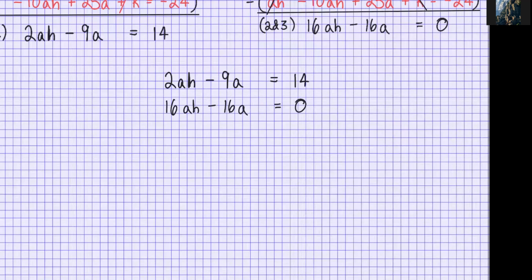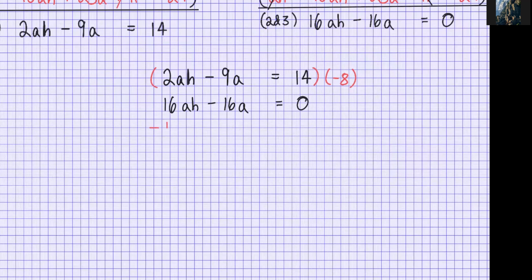Now, 16 is a multiple of 8. So if I multiply this equation right here times negative 8, it will be very easy to cancel the first term. And I mean, you can do it in different ways, but I think this is way easier. So let's rewrite it. I will have negative 16ah plus 72a, and this will be equal to negative 112.